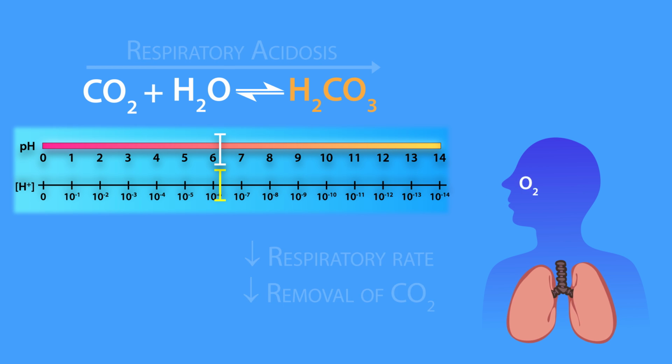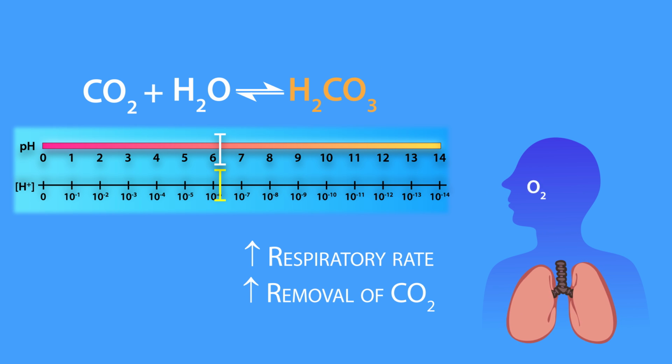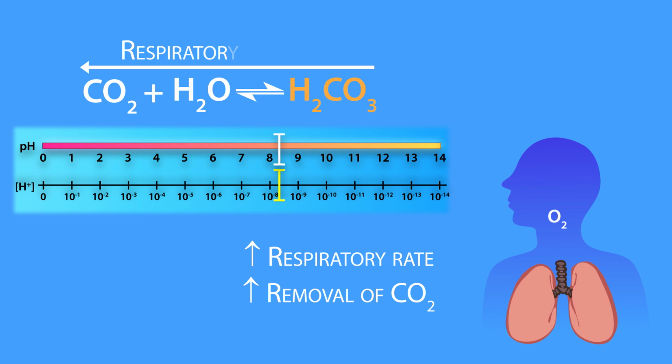Conversely, increases in respiratory rate, like that seen in hyperventilation, can lead to a decrease in carbonic acid, which would lead to an increase in plasma pH. This is referred to as respiratory alkalosis. Let's now turn our attention to the non-volatile or fixed acids.